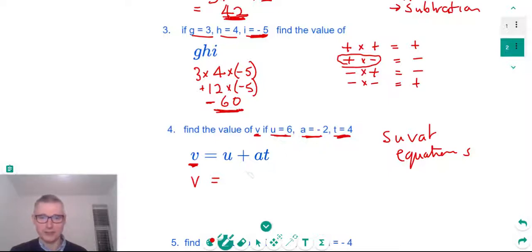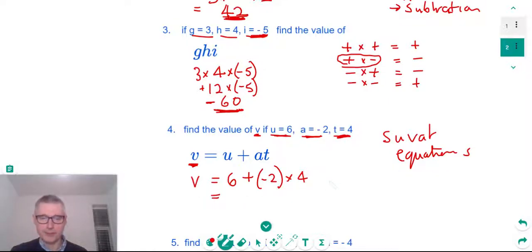So I'm going to say that u is 6, and then we've got plus, and because it's a negative number there, a is -2, I'm going to actually write inside a little bracket -2 there, and then that's times by 4, which is the value of t. So I'm just going to work that out.